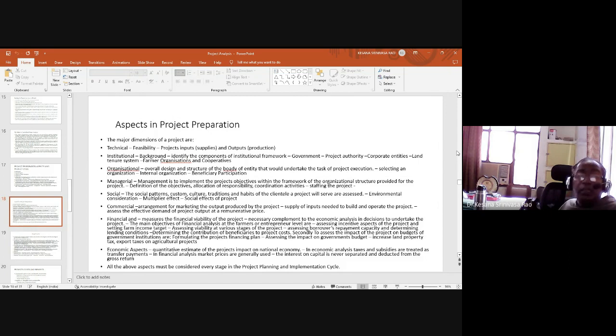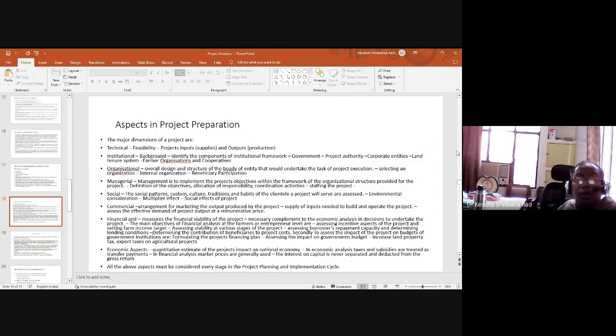Secondly, institutional background: identify the components of the institutional framework, government, project authority, corporate entities, land tenure system, farmer organizations and cooperatives. For the sake of agriculture development, these will be there. When you are preparing an institutional project, it mainly needs identification of the components of the institutional framework: government, project authority, corporate entities. These are the major bodies. Any type of project can be related to any of these governmental agencies, whether a central government, a state government, or a district level authority. So the project may depend upon those factors.